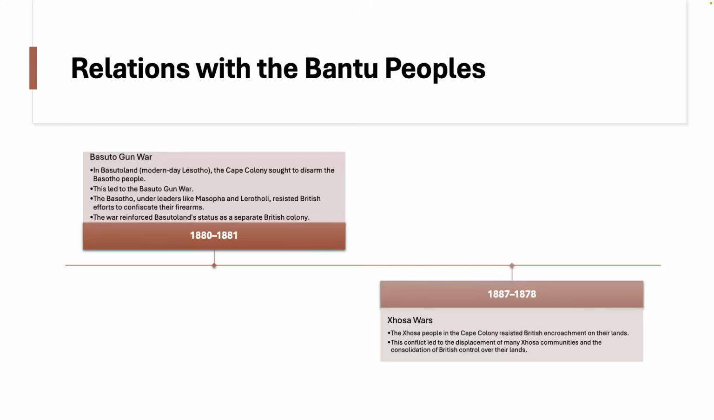So as a basic overview, this slide isn't very helpful because there are a couple of mistakes here. In 1877 to 1878 you have the Xhosa Wars, not 1887, so the timeline should be swapped over. The Basuto Gun War takes place after this time period, in 1880 to 1881. But other than that, everything on here is correct. Just a mistake on my part.